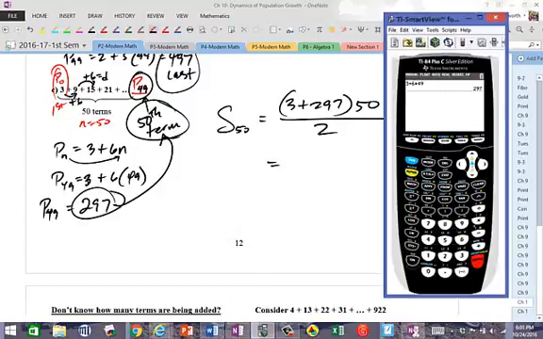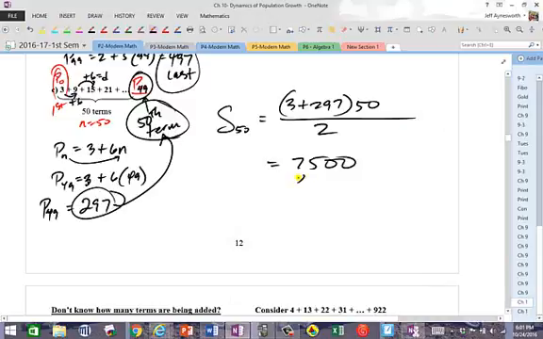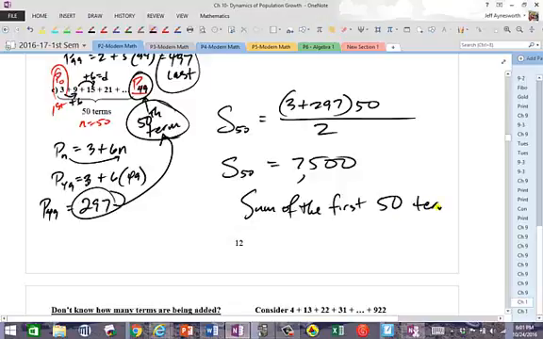So you add 3 more, times 50, divided by 2. You'll see on the calculator 7,500. Piece of cake. That's the sum of the first 50 terms. Okay, that's what this represents.